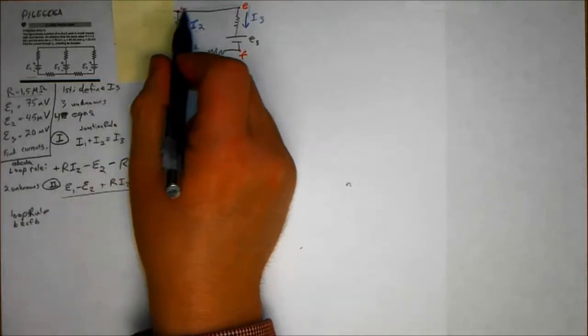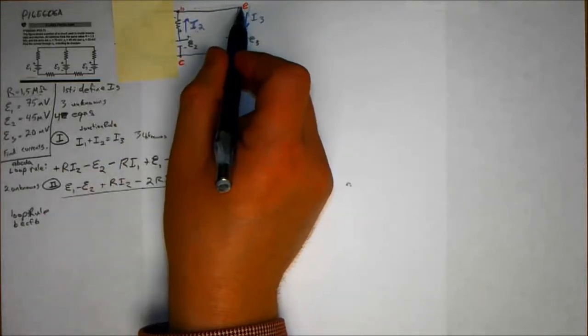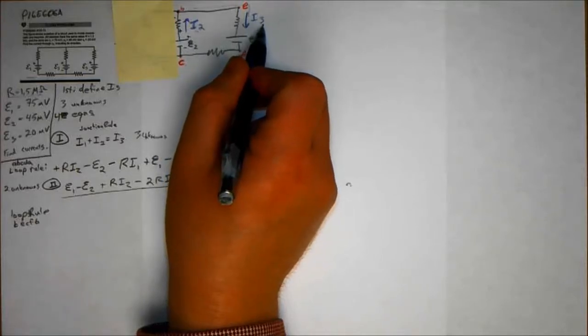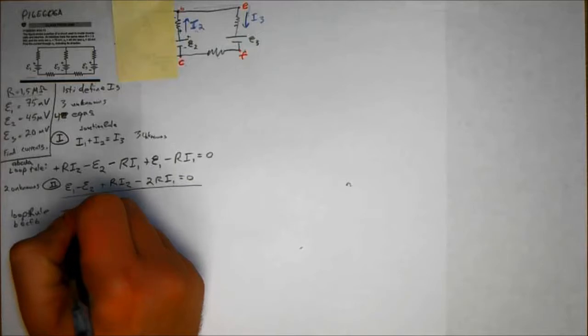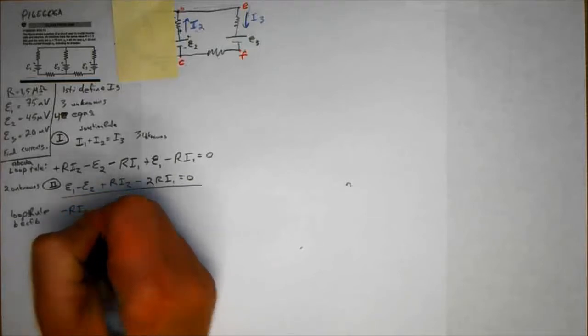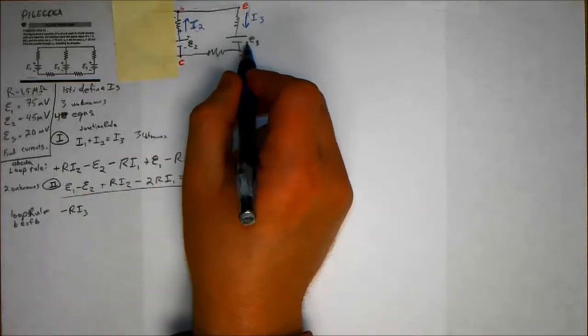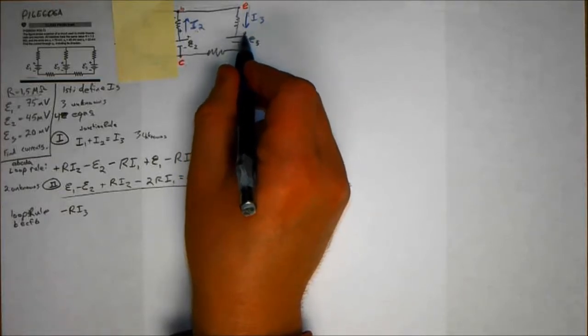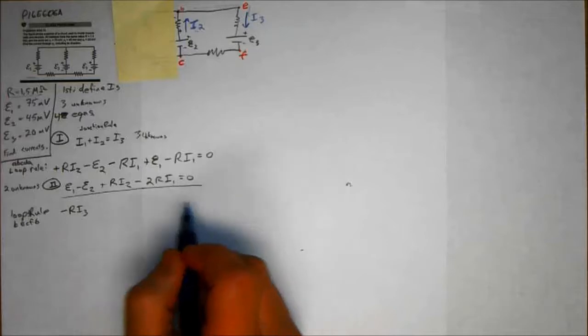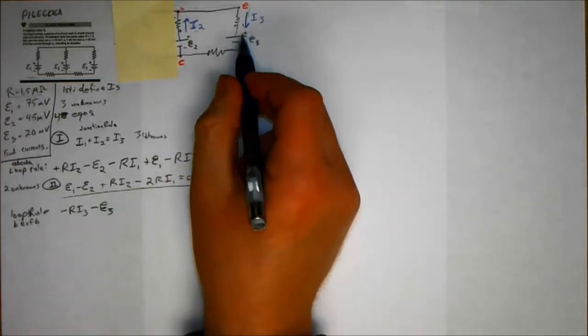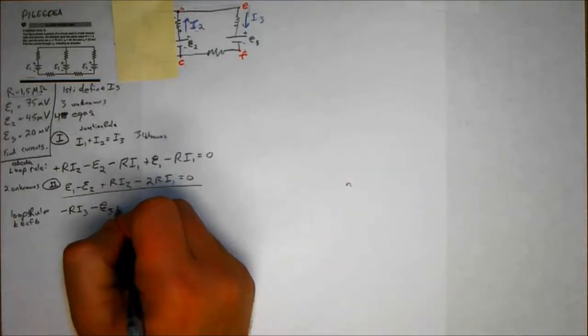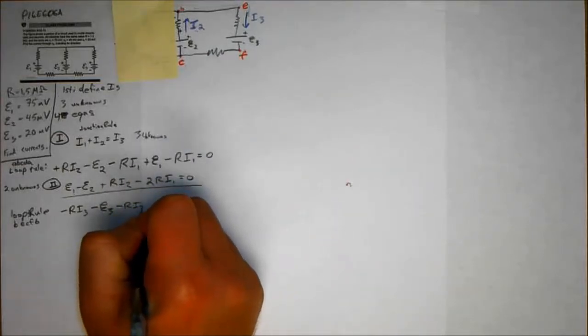Okay, so starting at B, I move nothing here. As I start at E, I move down. I'm now moving with I3. I'm going through this resistor in the direction of I3, so that's negative RI3. I encounter this battery. I go in the opposite direction of the polarity, so I'm going from positive to negative, so that's subtracting E3. I continue on through this resistor, so I have minus RI3 again.